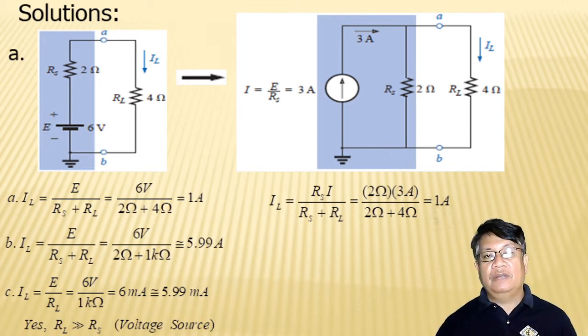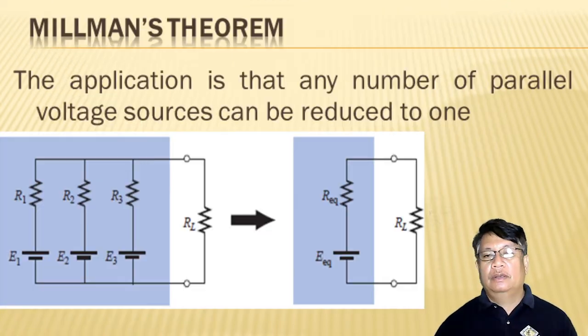So the reason there is that our R sub L is very much greater than R sub S. Because the load resistance is very much higher than the internal resistance, there will be no noticeable effect. That is why most of the time our internal resistance is neglected, because it has a very big difference with respect to the load resistance. Okay, so this time let us discuss Millman's Theorem.